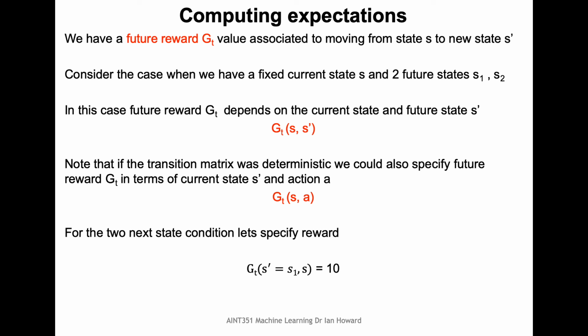So let's imagine we're in state S and we end up in state S1. Let's just say in this case we get a future reward of 10. And if we end up from state S in S2, we get a future reward of 0. That's just as an example.